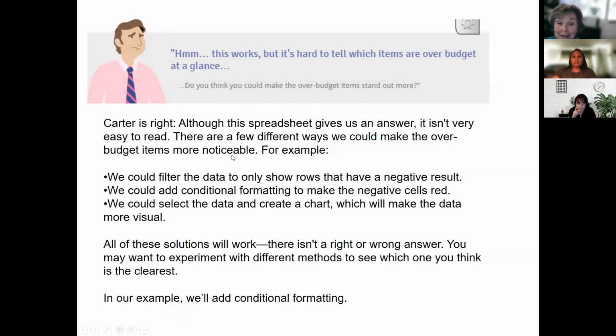So according to this problem, the spreadsheet gives us the answer, but it could be easier to read. We can filter the data to only show the rows that have a negative result. We could add conditional formatting to make the negative cells red, or we could select the data and create a chart, which makes it more visual. So all those are good possible solutions. One's not right, one's not wrong.